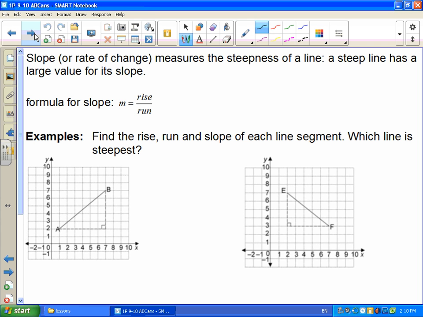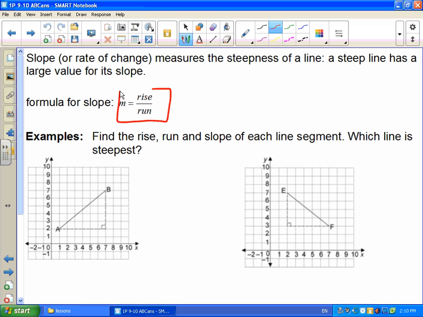So the first thing it says up at the top of your page is it gives us the definition of what slope is. Slope, or rate of change, measures the steepness of a line. A steep line has a larger value for the slope. So the larger the number of the slope, the steeper the line is. The smaller the number for the slope, the less steep the line is. And the formula that we're going to use to calculate slope is this one right here.